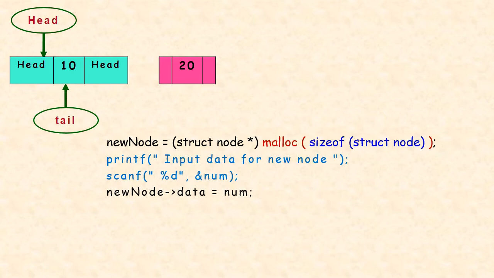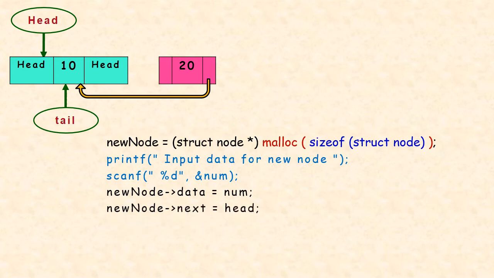Now what we are supposed to do is establish the link. If a new node is taken, that is the last node of the list. So the last node's next should always point to the head, because it is a circular linked list. So this has to be realized. How could we do this? The new node's next should point to the head, so newnode next is equal to head.